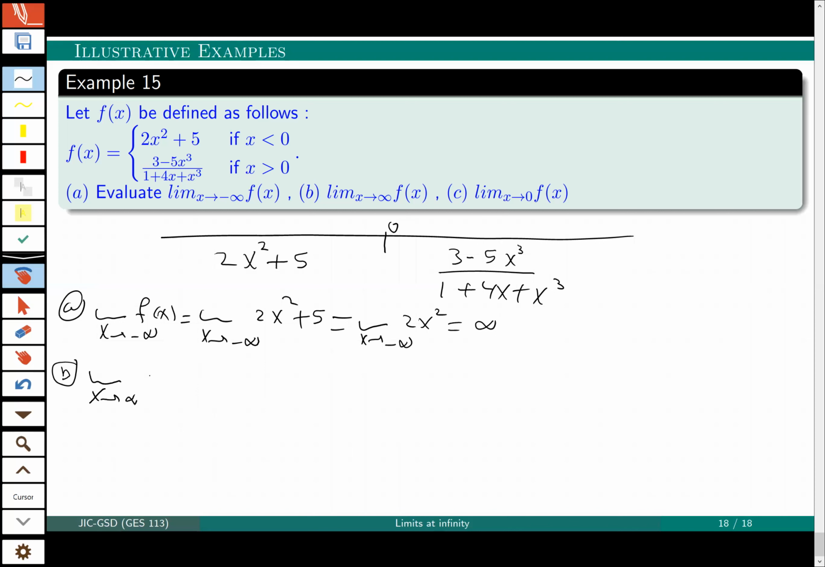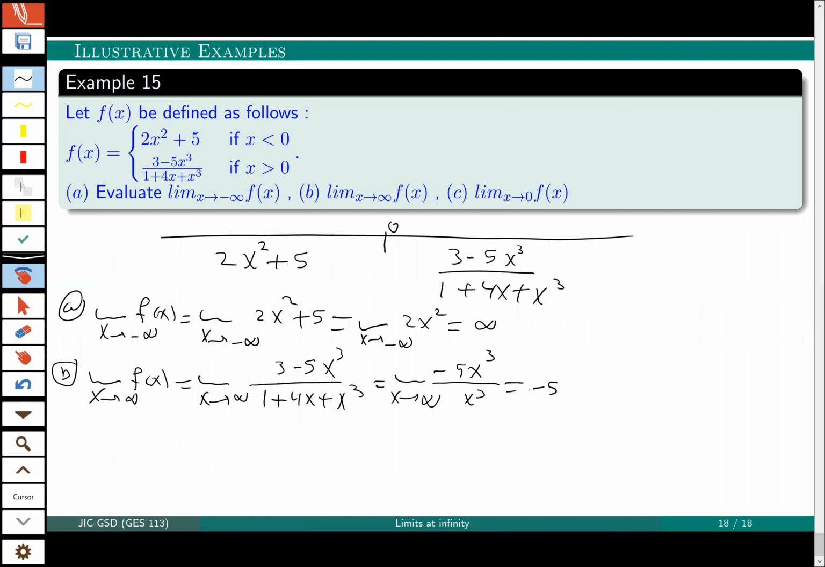B, when he wants the limit, we have to consider the one to the right of 0, which is 3 minus 5x cubed over 1 plus 4x plus x cubed. So that will be the limit when x goes to plus infinity of minus 5x cubed, the largest power, over x cubed. So you will get minus 5. Okay? Because x cubed is cancelled with x cubed.